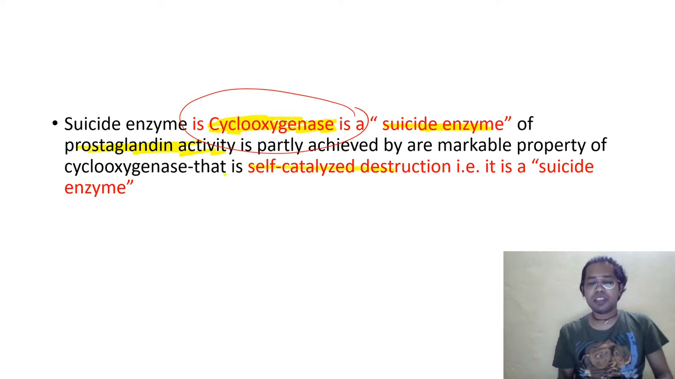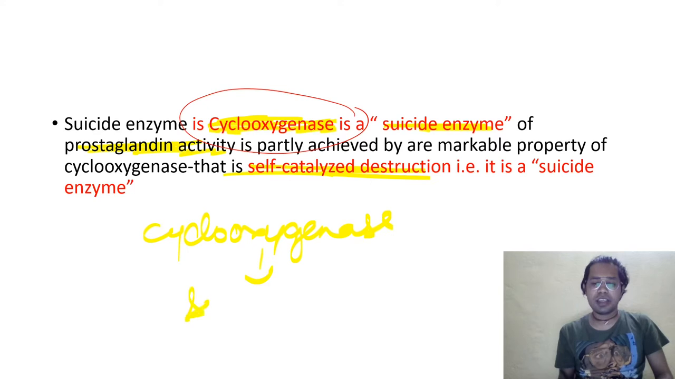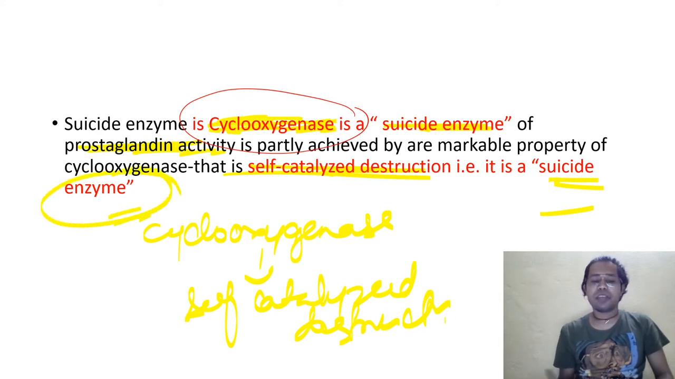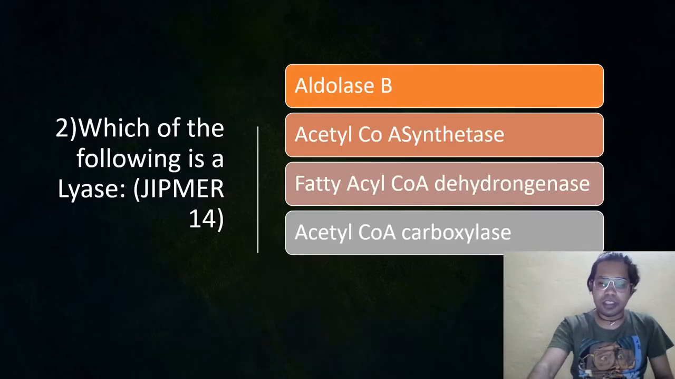So cyclooxygenase mein kya hota hai? What happens in cyclooxygenase? There is self-catalyzed destruction. That's why it is also known as suicide enzyme. So this is more about memorizing. Aapko yaad rakhna hai that suicide enzyme is cyclooxygenase.